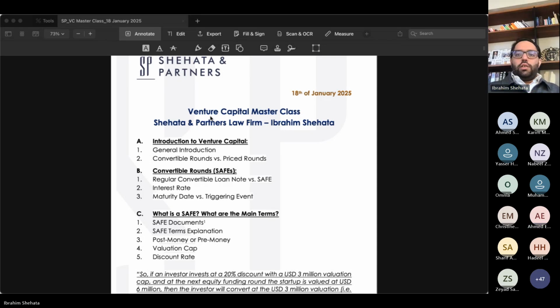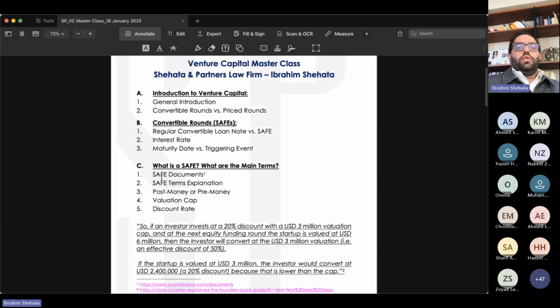Okay, I will go back. So what is a SAFE? I might not have said that. The SAFE is a template contract that has been developed by Y Combinator. I think everybody knows Y Combinator.